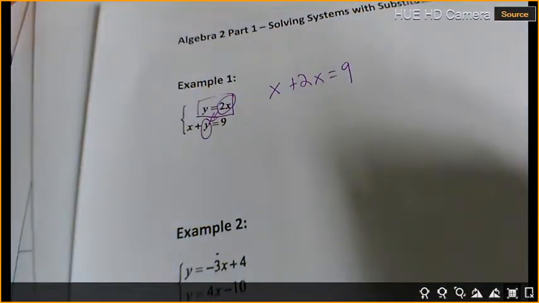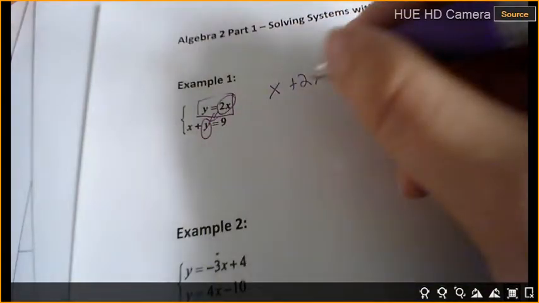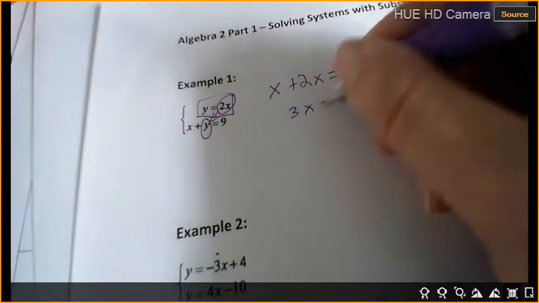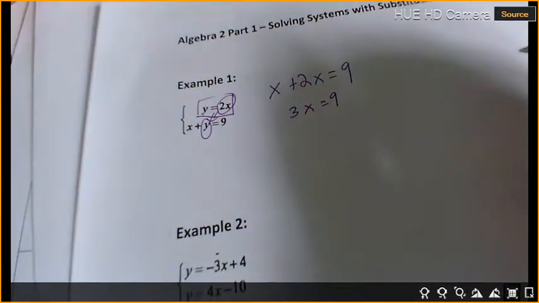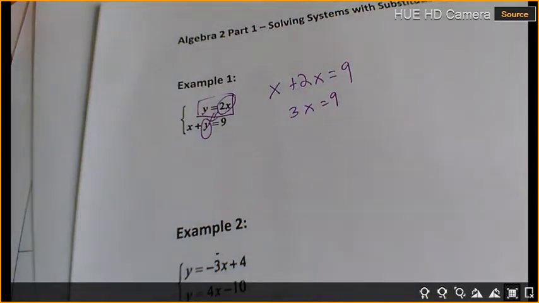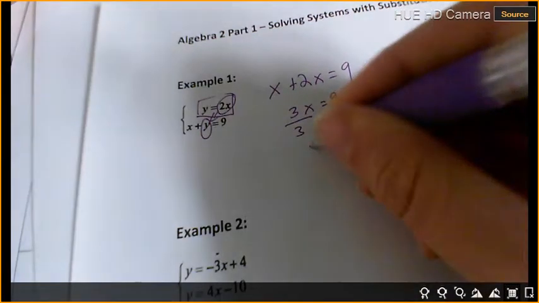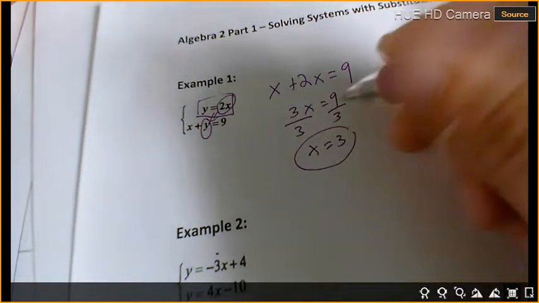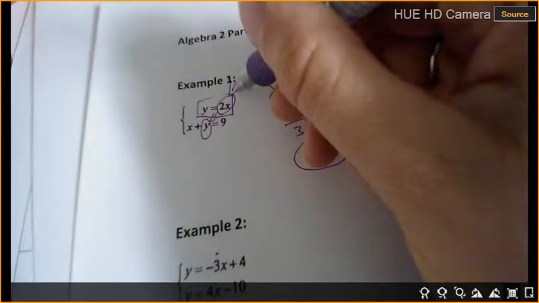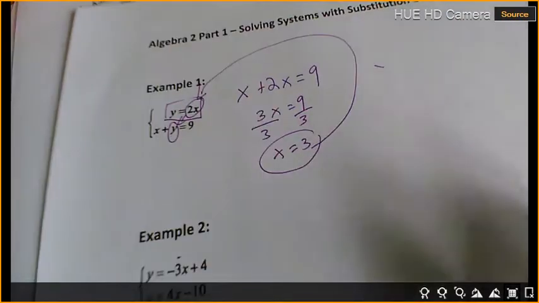What's x plus 2x? 3x. Good. How do I get x by itself? Divide by 3. So what does x equal? Okay, now I'm going to plug this back in right here.